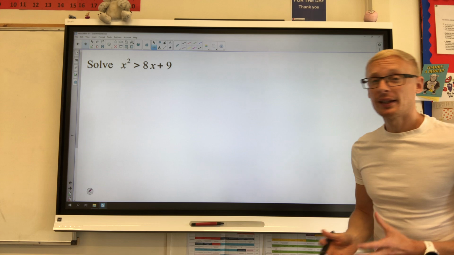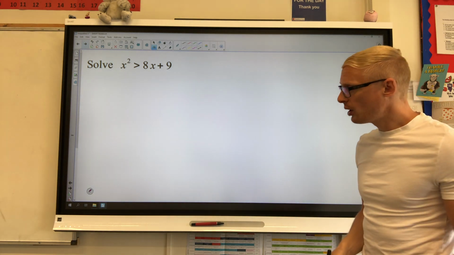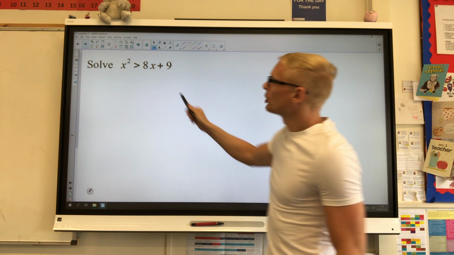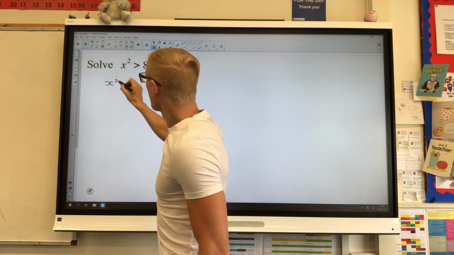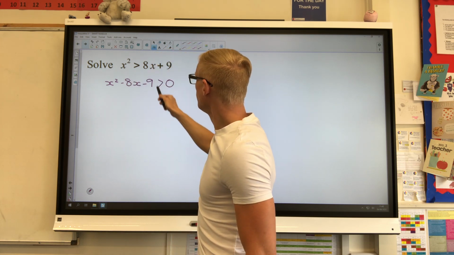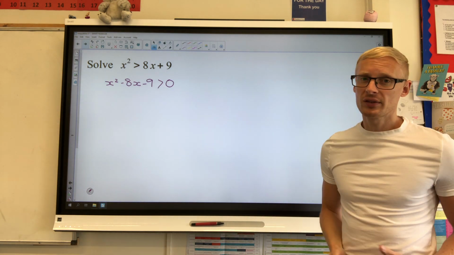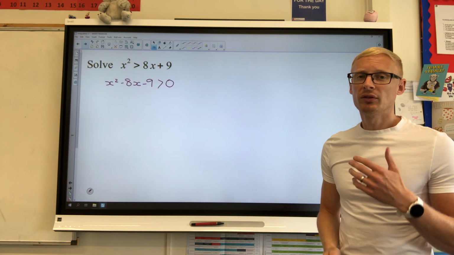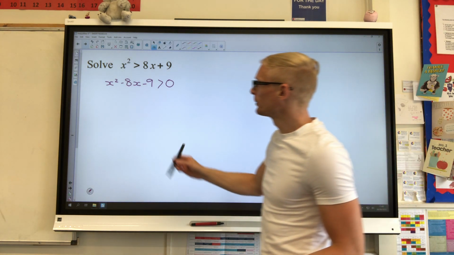So straight into this second example, which again is very similar in as much as we're looking to get everything onto one side before we factorise and solve. So I'm looking to subtract the 8x, subtract the 9, so that I've now got a quadratic inequality that looks like that. From there, it's exactly the same as what we were doing in the previous lesson. So factorise, solve, critical values, sketch, that sort of thing.